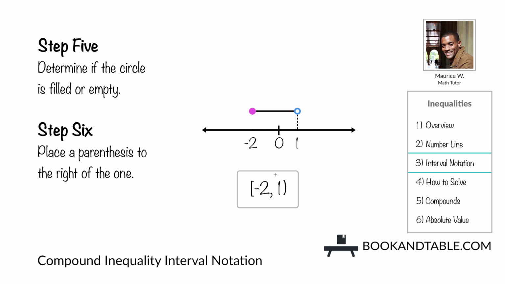So the answer would be bracket -2 to represent the smaller end, bracket because it can equal -2, and to represent the higher end of our set, we use parenthesis since it's not included, and +1 is the largest value in that compound. So that is how you would write the interval notation for compound inequalities.